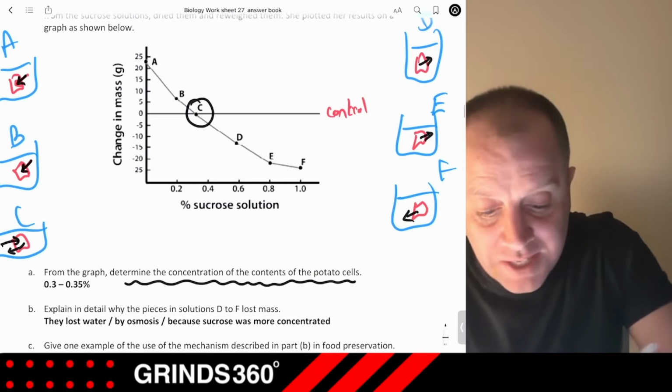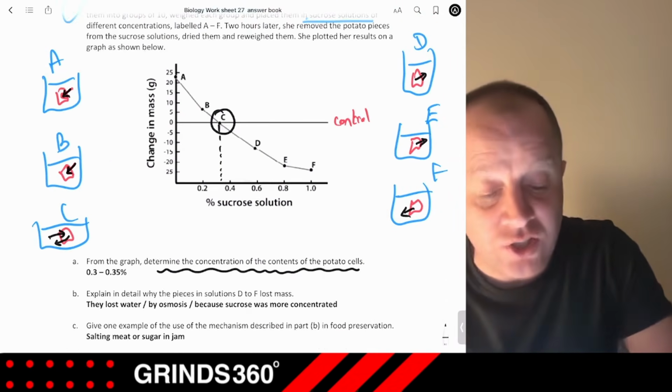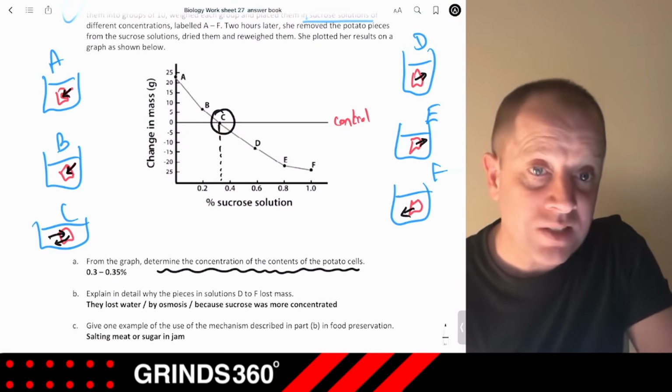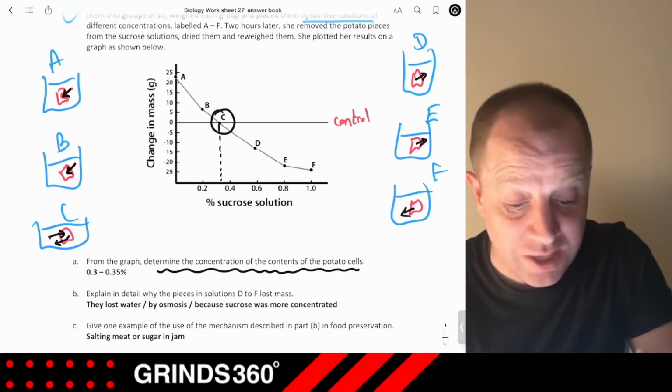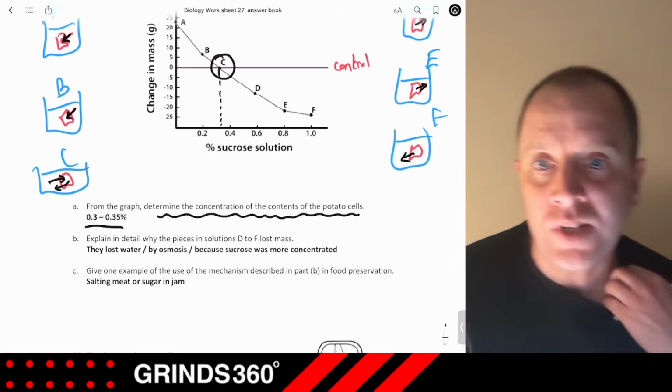So you go to C, you bring a dotted line down, and that indicates the concentration of the potato cell. Because at that concentration, those potato cells did not lose any water because it had the same concentration as the solution that it was in. So you can see there, they accepted anything from 0.3 to 0.35.